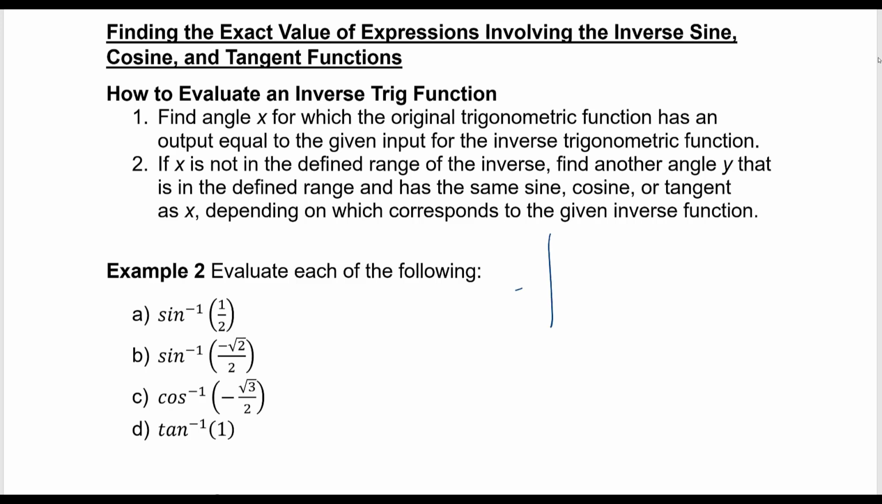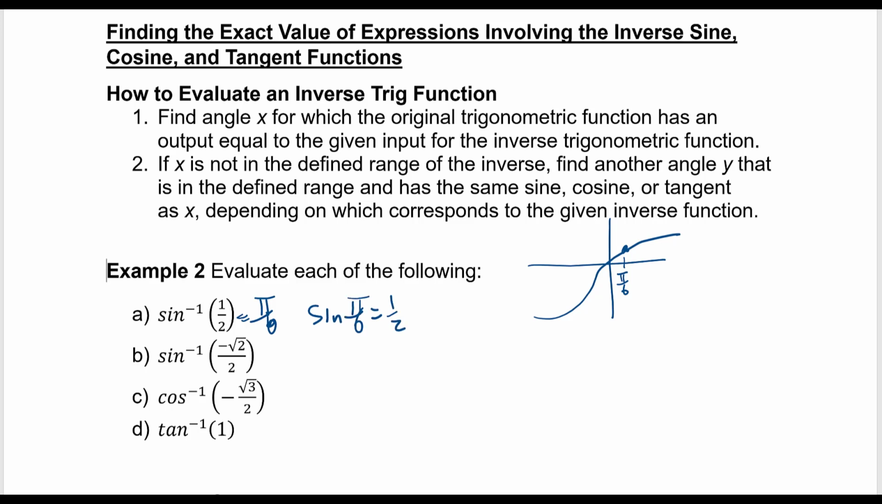So if we think about this, we're looking at a positive value. I drew that wrong, I apologize. Okay, but we're looking for something positive, so we're looking for something over here. And that is actually going to be pi over 6, because sine of pi over 6 is 1/2.